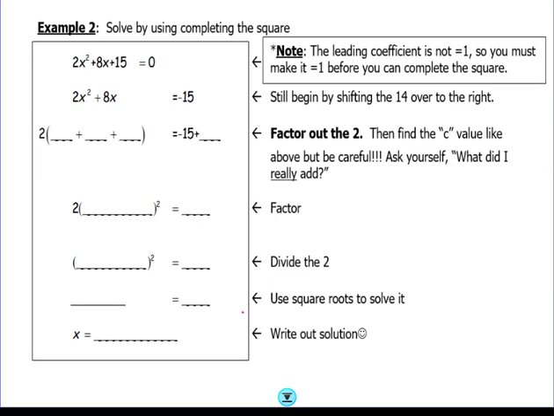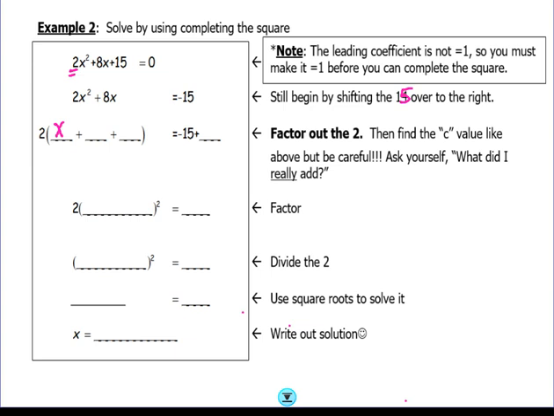Notice this one has a lead coefficient of 2. So that means just like we did in our previous example, we're going to have to factor out that 2. But I don't want to divide everything by 2 because 15 is not divisible by 2. So I'm going to start by isolating. So I'm going to add the 15. Alright. I'm going to factor out the 2.